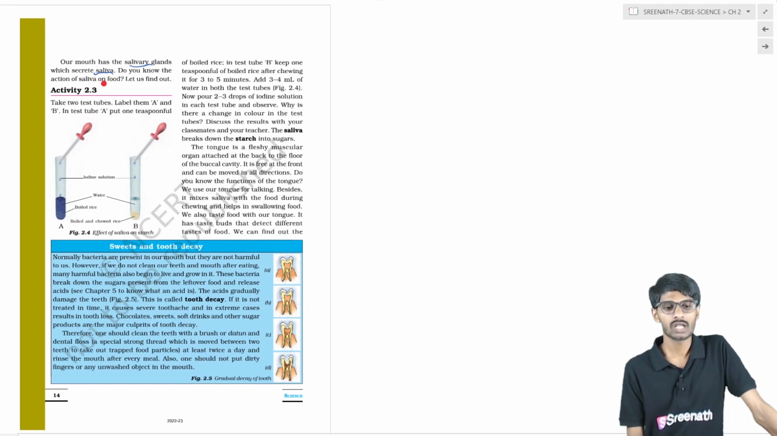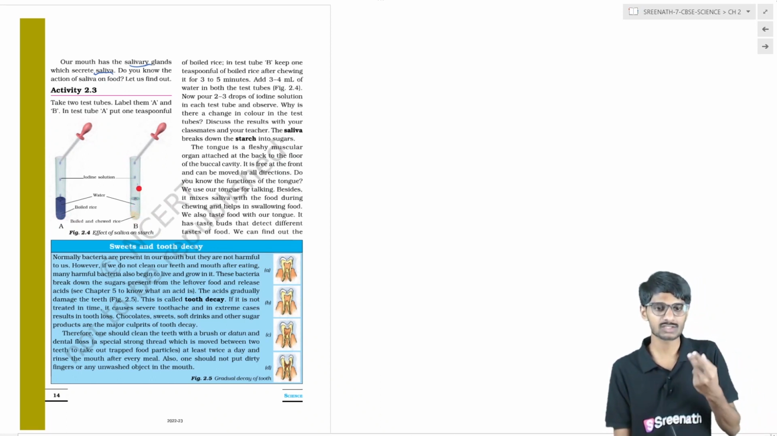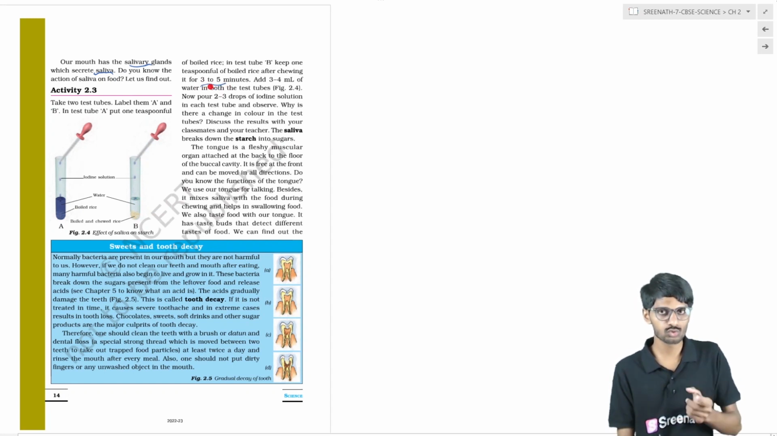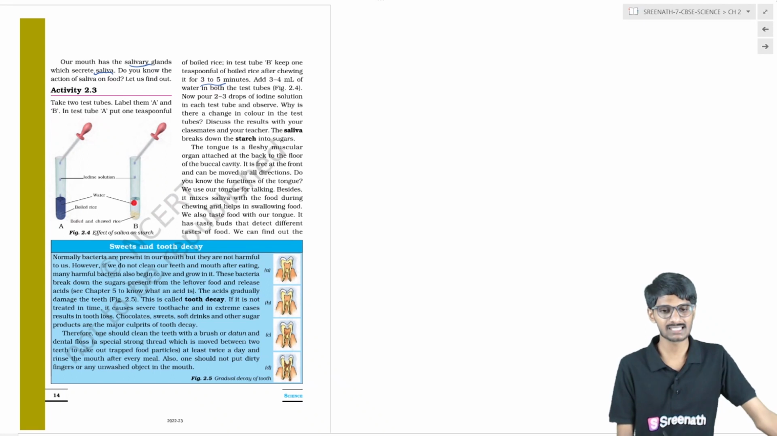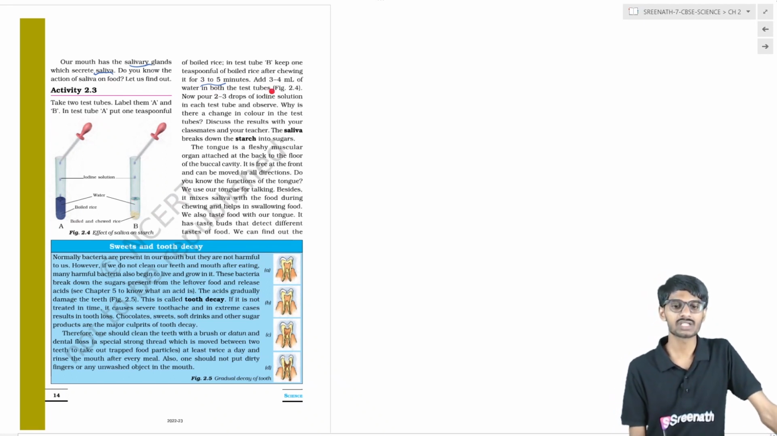Now there is an activity, if you wish you can do it. In the first test tube take boiled rice, and in the second test tube take rice that we have chewed for 3 to 5 minutes. We add 3 to 4 ml of water to both, and then 2 to 3 drops of iodine solution to both test tubes. What you will observe is a color difference: there is a color change in one test tube, but no change in the other.